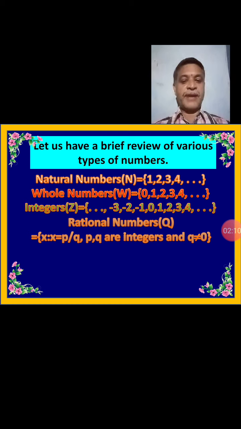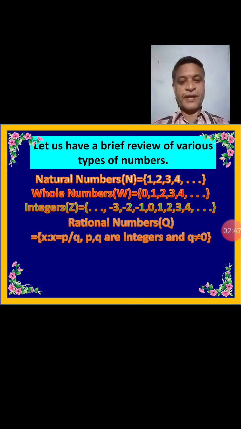You can take minus 3, minus 2 or minus 50 or minus 95 or plus 96, whatever it may be. You can take any numbers as p and q. But you should not take q as 0. That means q is not equal to 0. Observe that all the natural numbers are in the set of whole numbers. 1, 2, 3, 4 are in whole numbers.